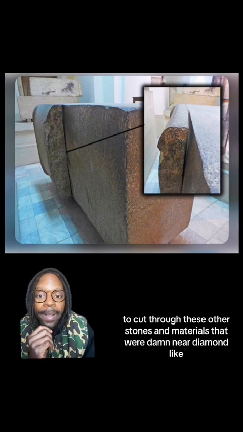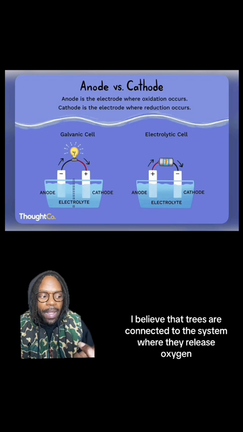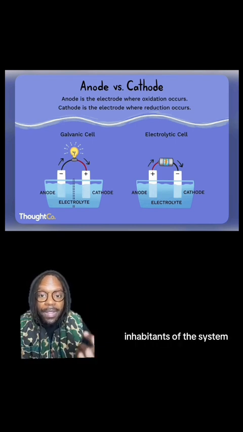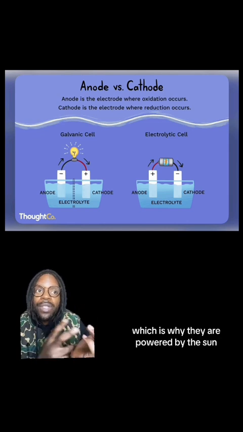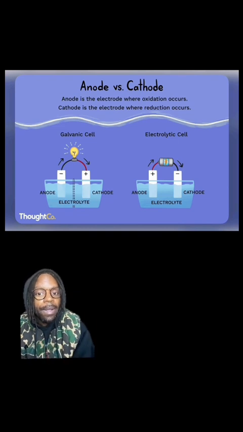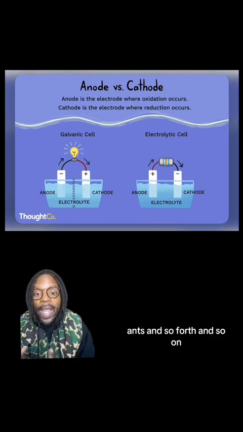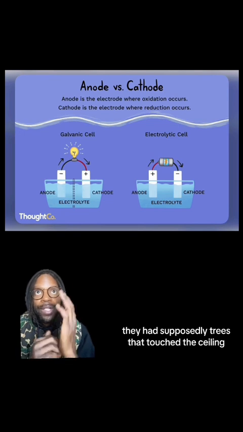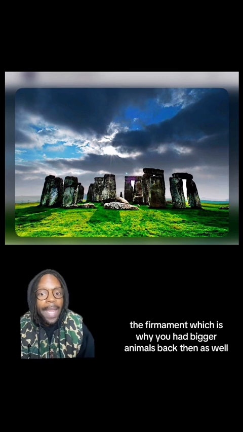damn near diamond-like. And in a strange way, I believe that trees are connected to the system where they release oxygen in a way to the inhabitants of the system, and they have these anode and cathode-like properties, which is why they are powered by the sun. Same thing for flowers, for the smaller inhabitants like bees and ants and so forth. And for the giants of the past, they had supposedly trees that touched the ceiling, the firmament, which is why you had bigger animals back then as well.